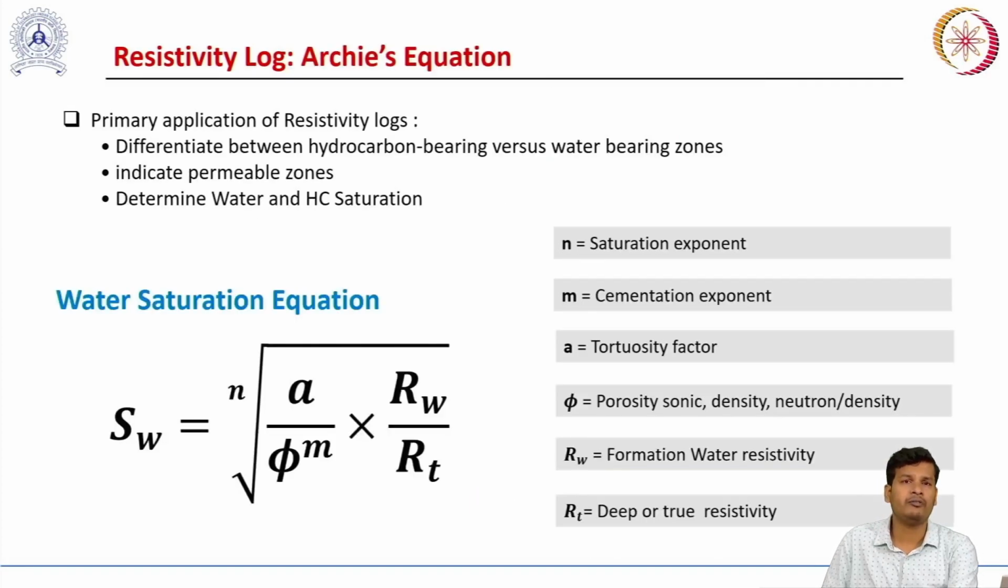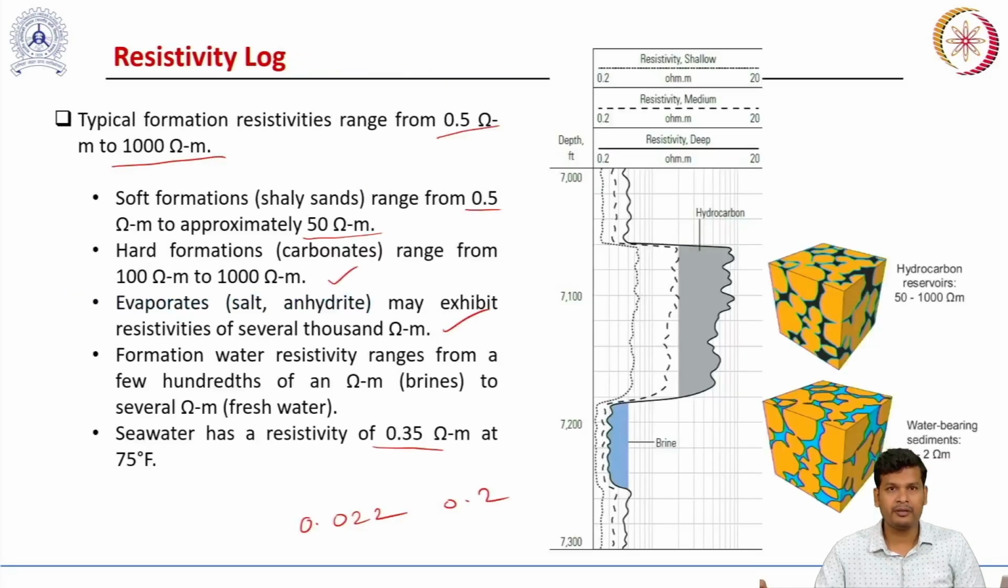Now, what are some primary applications? The resistivity logging tool can be used to distinguish between hydrocarbon-bearing formation and water-bearing formation. It can indicate permeable zones. It can determine the water and hydrocarbon saturation. For example, in the earlier figure, the first application is to differentiate between the hydrocarbon-bearing formation and water-bearing formation.